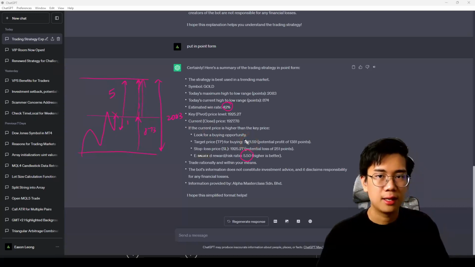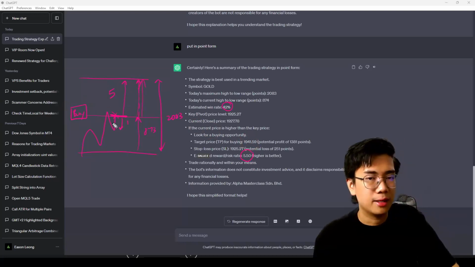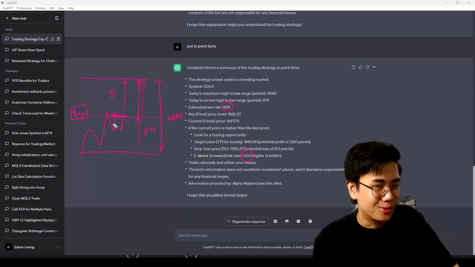Now, a question to you guys. Do you think this is a good setup to make a buy trade right now? Yes or no? If you think yes, type Y. If you think no, type N. If you don't know, type don't know. All right.